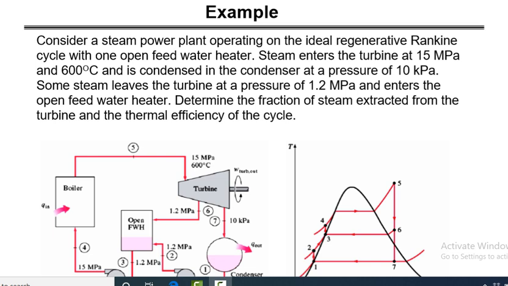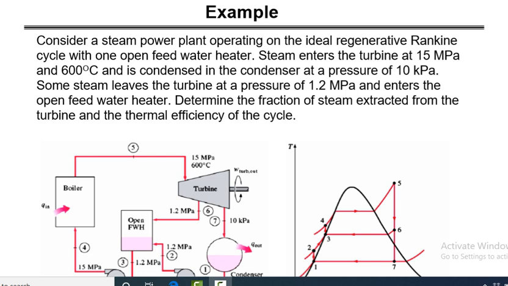Numerical number one. Consider a steam power plant operating on the ideal regenerative Rankine cycle with one open feed water heater. Steam enters the turbine at 15 megapascal and 600 degrees Celsius and is condensed in the condenser at a pressure of 10 kilopascal. Some steam leaves the turbine at a pressure of 1.2 megapascal and enters the open feed water heater. Determine the fraction of steam extracted from the turbine and the thermal efficiency of the cycle.